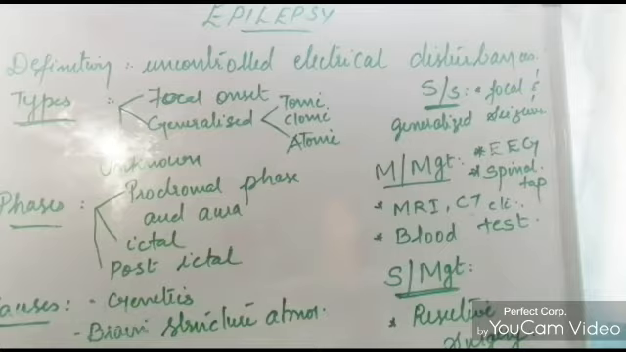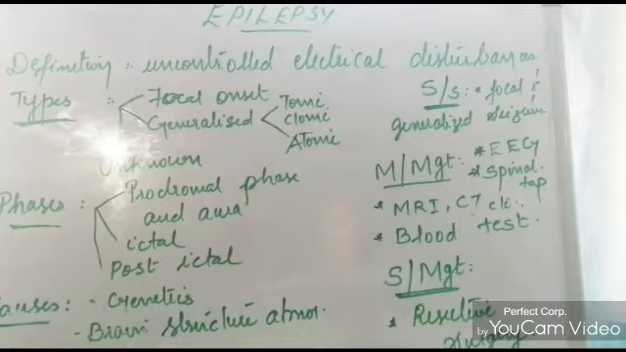Seizures are episodes of uncontrolled electrical disturbances in the brain that cause changes in attention or behavior, movements and level of consciousness. That is the definition of epilepsy. That means epilepsy is a neurological disorder in which the brain activity becomes abnormal, causing seizures.